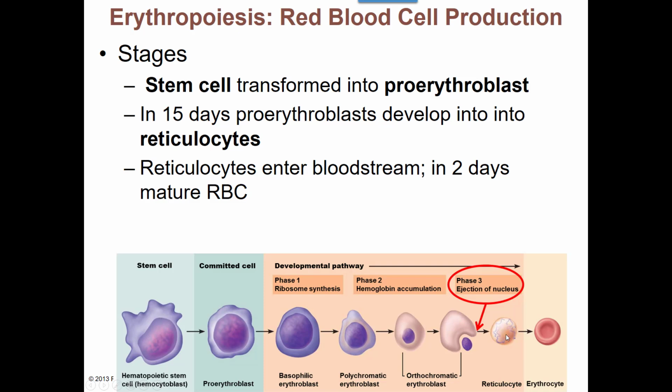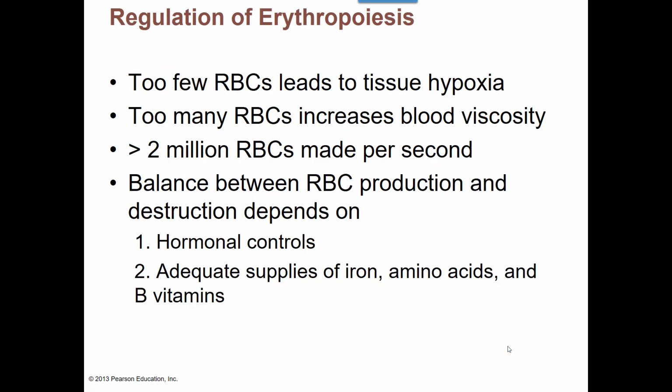Now, that does mean we need to regulate how many red blood cells are made. Because we don't want too few red blood cells, or that leads to what's known as tissue hypoxia. Hypo meaning below, oxy meaning oxygen, which means you're not going to get enough oxygen in your tissues. Too many red blood cells increases your blood viscosity. Your blood becomes too thick, and that's not good. We make on average about 2 million red blood cells every single second. And there's a balance. We have to make enough, but not too many.